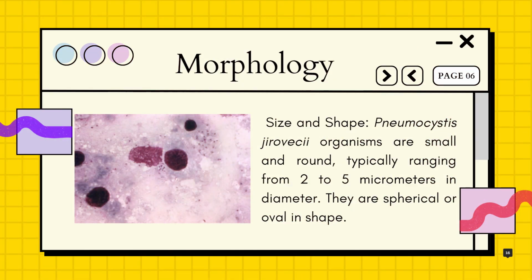Moving on to its morphology. Pneumocystis jirovecii are small and round, typically ranging from 2 to 5 micrometers in diameter. They are also spherical or oval in shape. They are also brown or brown-reddish in color. Note also that this organism cannot be seen with the naked eye and can only be viewed under the microscope.